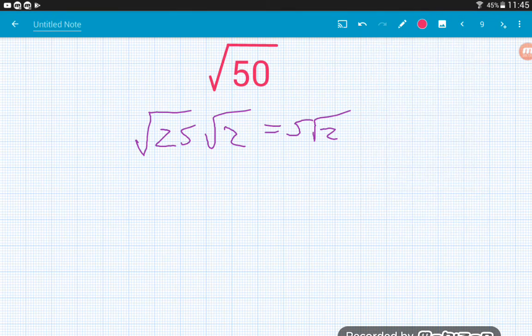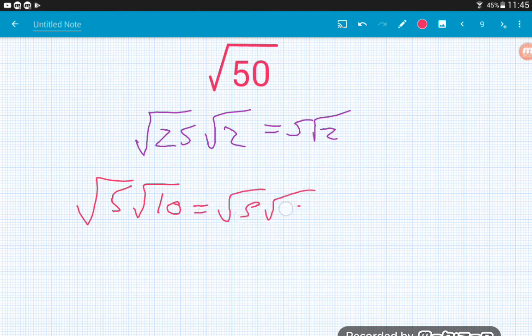Let's go down a different route, so let's say we were going to go for root 5 root 10. Then root 10 we can write as root 5 root 2. And now root 5 times root 5 is just going to leave us with a nice normal 5, lots of root 2.